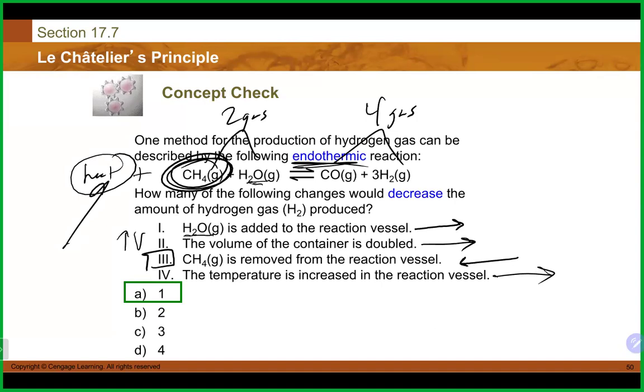Any questions on any of those, or Le Chatelier's principle in general? Yeah. Okay.